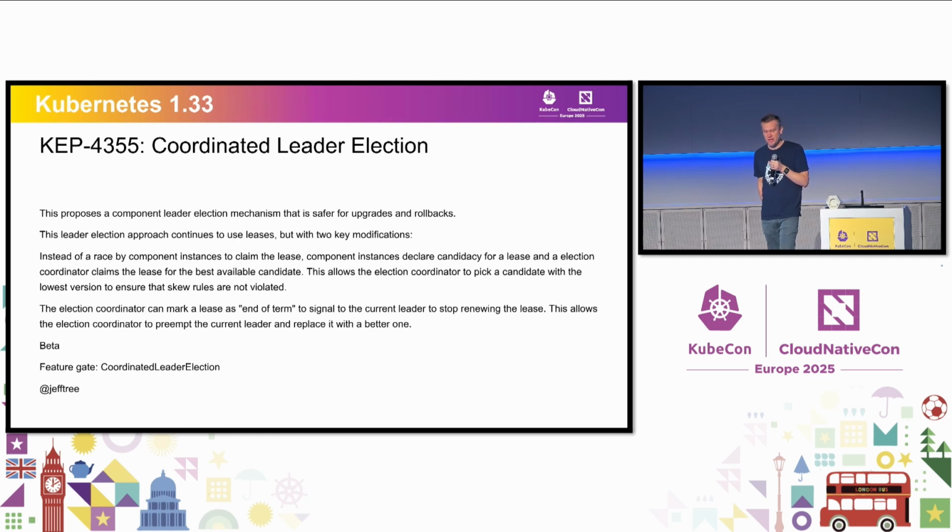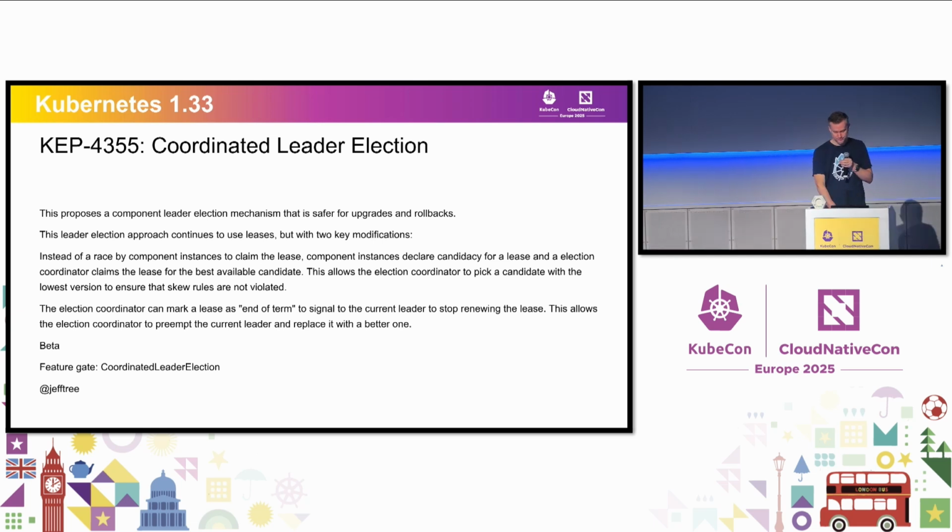The default strategy for now is going to be pick the oldest version, because that keeps you from violating skew between components, both for upgrades and for rollbacks. But we are entertaining other strategies, and this can be used more broadly. You can use this to actually ask the current leader to give up leadership, which is not something that you can do today. And you could have different strategies for different systems.